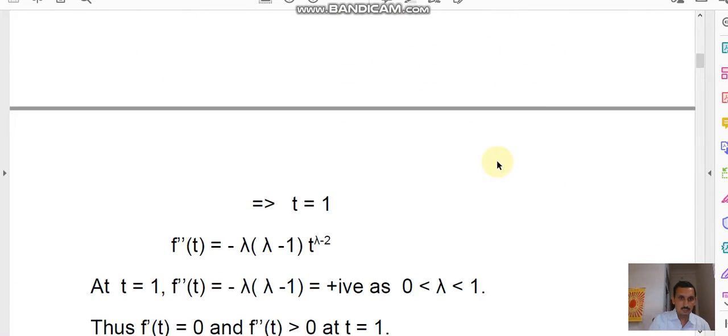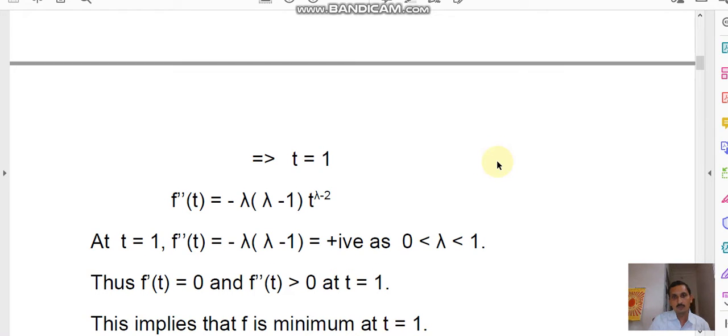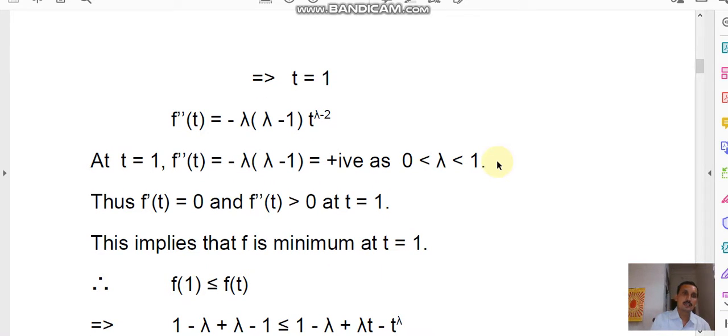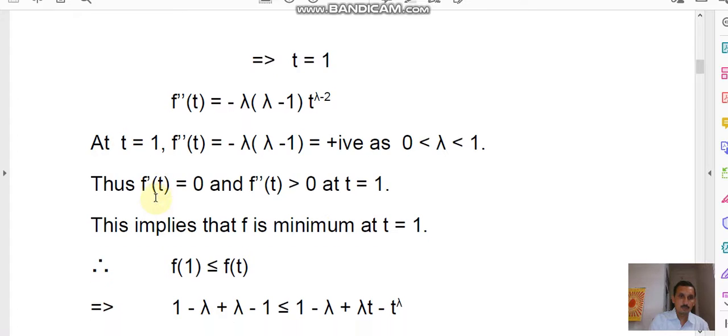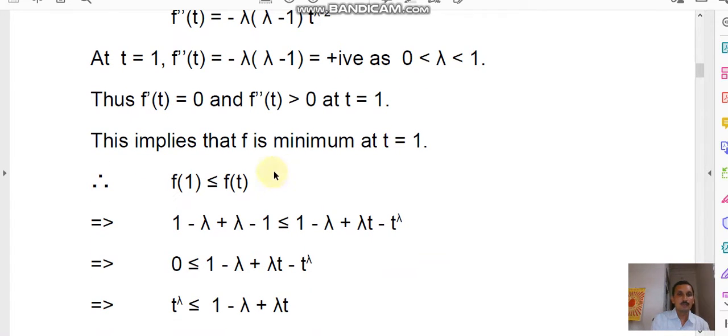So next again from here we obtain the value of t equal to 1, and calculating f''(t) for the value of t equal to 1, we obtain that f''(t) is greater than 0 and f'(t) equal to 0 for t equal to 1. So applying the calculus, we can say that the function f is minimum at t equal to 1. Therefore f(1) is less than or equal to f(t).